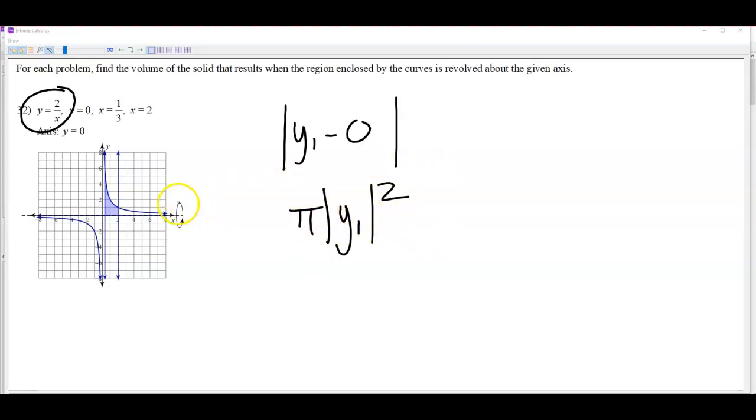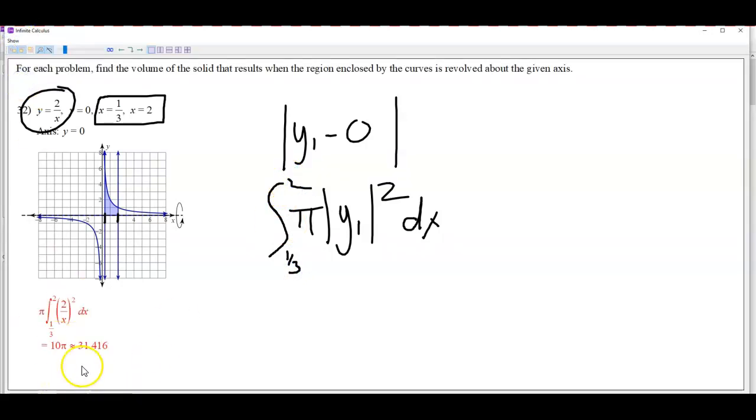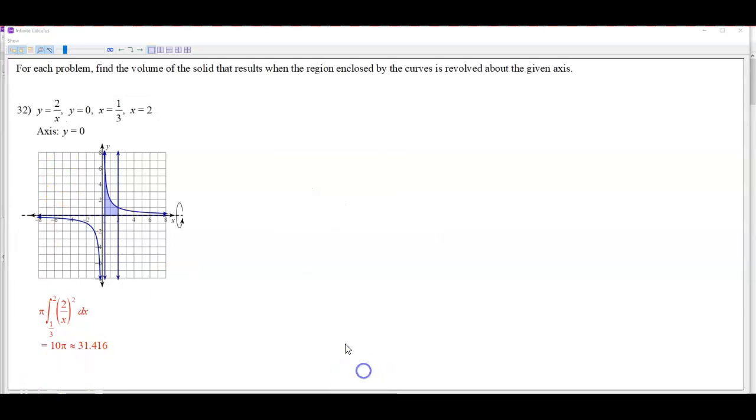And then since we're going on a horizontal axis of revolution, we're integrating with respect to x, which means that we're going from left to right. And these values up here are the starting and stopping point. So we're going from 1/3 to 2. And once again, we're going to go ahead and take a look at the answer here, and we should end up with 31.416 as a final answer. Let's go ahead and move on to number 33.